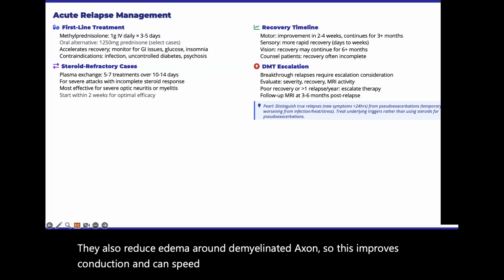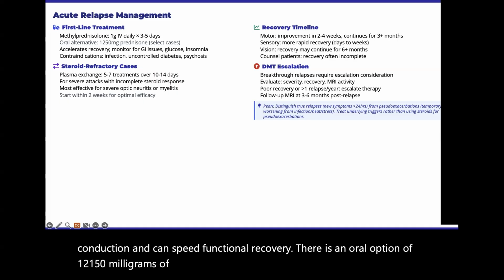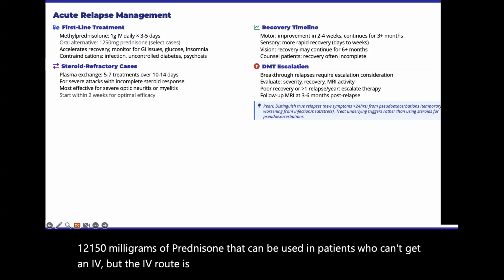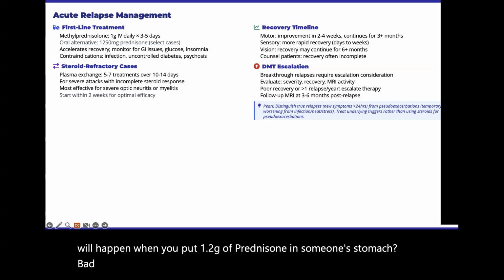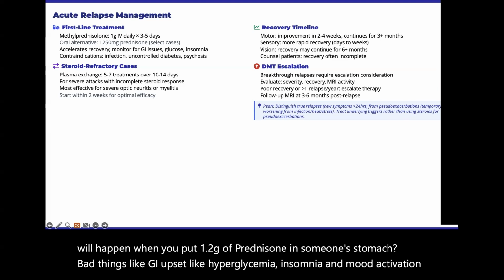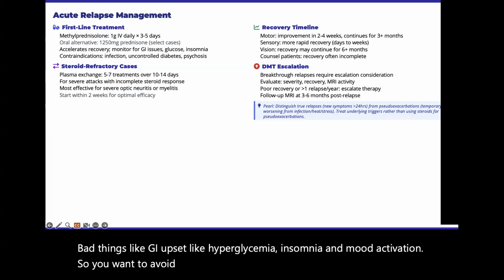There is an oral option of 1,250 milligrams of prednisone that can be used in patients who can't get an IV. But the IV route is better and more tolerated. What do you think will happen when you put 1.2 grams of prednisone in someone's stomach? Bad things. Like GI upset, hyperglycemia, insomnia, and mood activation. So you want to avoid steroids in people that have brittle diabetes or uncontrolled infection.